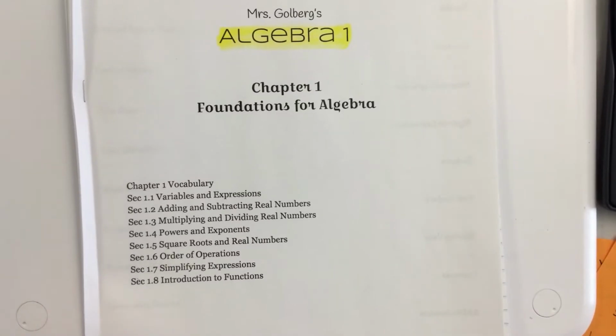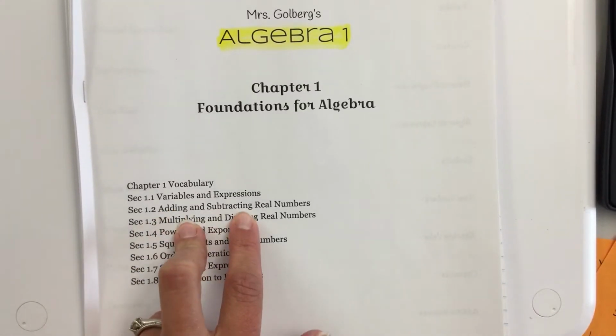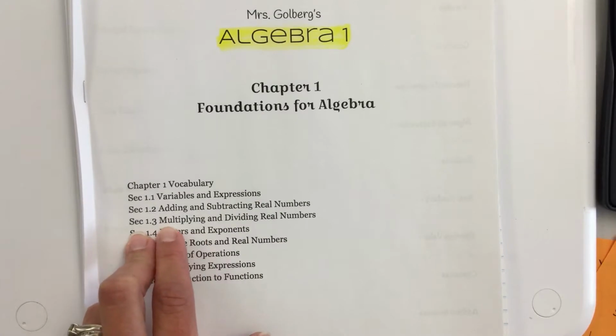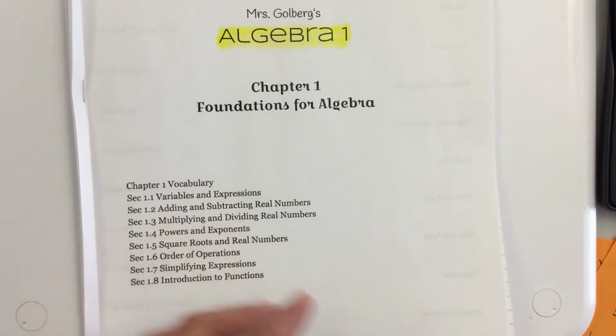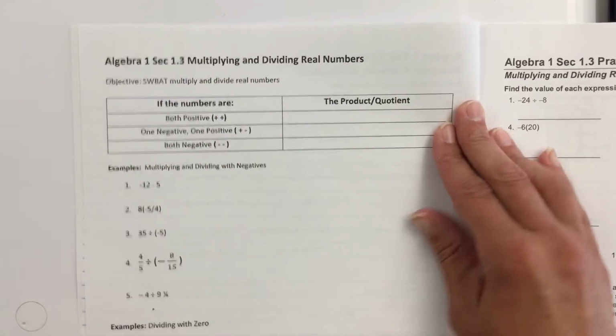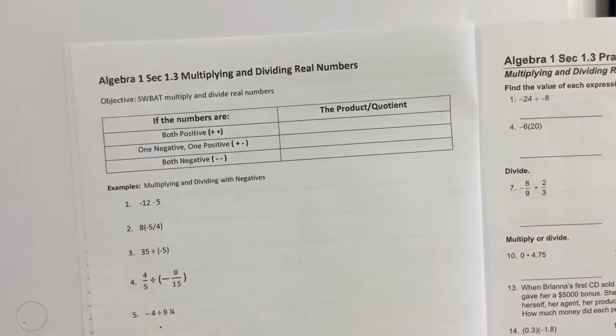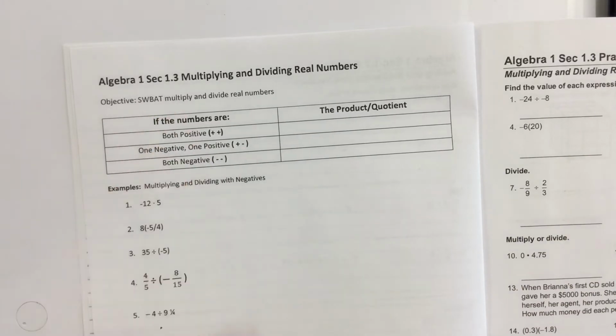Okay, so our last section took us through adding and subtracting real numbers. Today we're going to do multiplying and dividing real numbers. The rules are totally different, so we're going to review those right here. So first off, our goal is to be able to multiply and divide real numbers. Real numbers are just positive and negative, and that includes fractions and decimals.